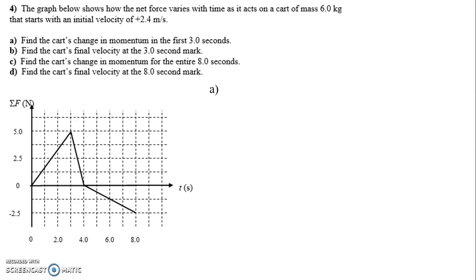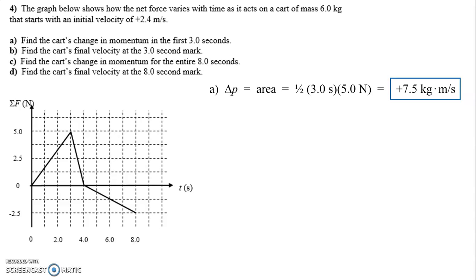We're just going to be breaking it up into different sections. So for letter A, we're finding the change of momentum for just the first 3 seconds. We clearly see we have a nice triangular shape, so area is going to be the change of momentum. It's going to be half base height, where the base is the 3 seconds, and the height is the 5 newtons. So nothing fancy here. 1/2 times 3 seconds times 5 newtons. That's going to get us a change of momentum of positive 7.5 kilogram meters per second.